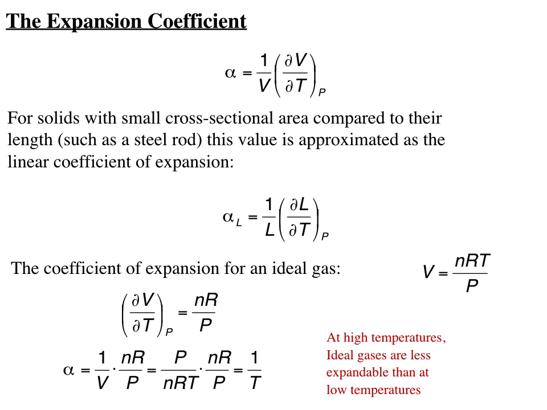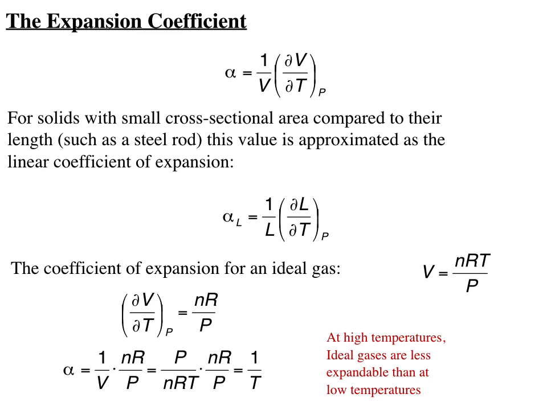So let's just look at the general alpha, 1 over V dV dT, if the gas is ideal. V equals nRT over P. So dV dT, of course, would be nR over P. So I take 1 over V times nR over P, and I substitute for 1 over V, that is P over nRT. And so when I simplify that down, we see the expansion coefficient of an ideal gas is 1 over its temperature, its Kelvin temperature.